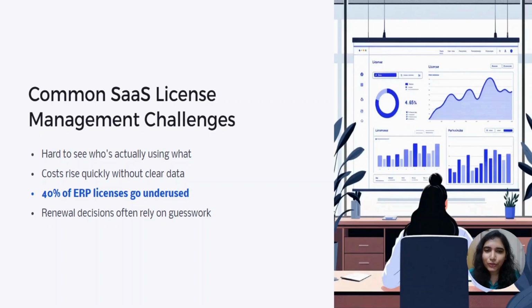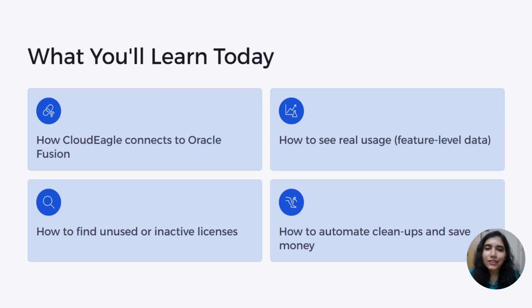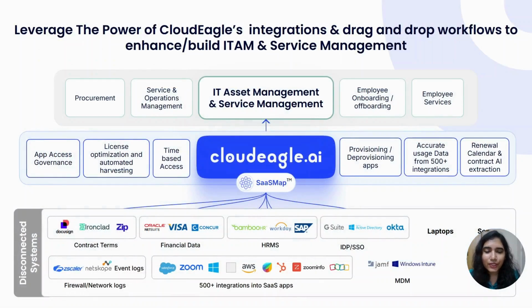We're going to walk you through how CloudEagle connects directly with your Oracle Fusion environment and gives you clear insights right down to the feature level. And the best part is, you'll see how automation and AI can help you clean up unused licenses, strengthen your governance, and reduce spend without a ton of manual work. In a moment, Joel will walk you through a product demo so you can see exactly how everything works inside the platform. But before we jump into that, let me quickly share what CloudEagle does more broadly.